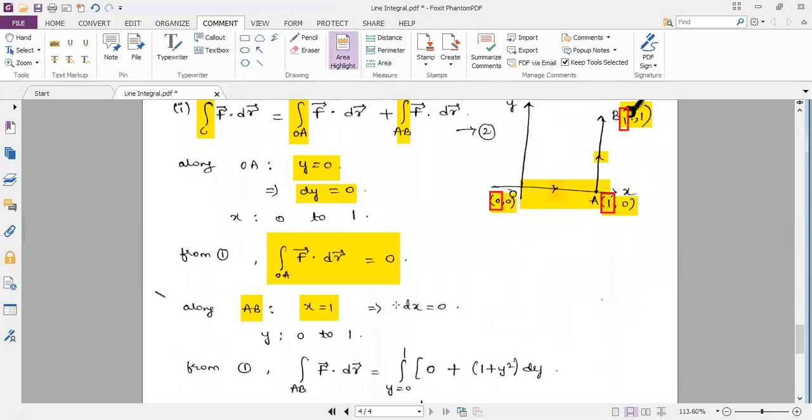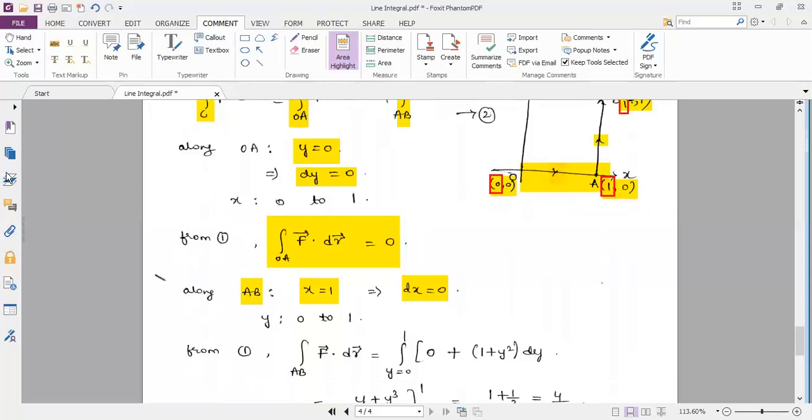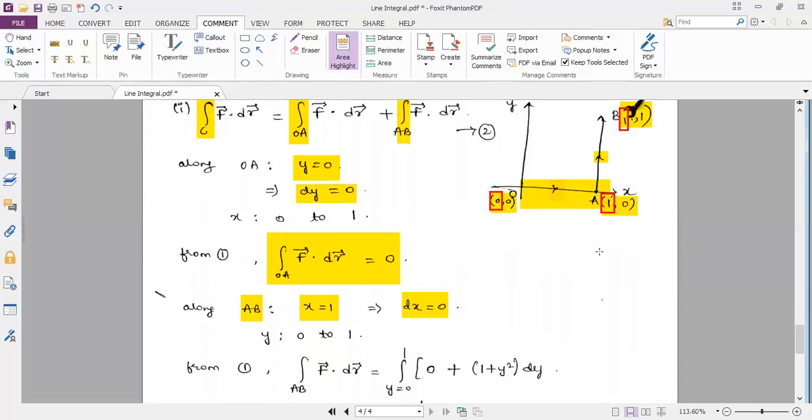Since x is 1, differentiation of x, dx, is equal to 0. The right hand side is a constant, and differentiation of a constant will be 0. So dx is equal to 0. We observe from the figure that y varies from 0 to 1. For the line AB, y varies from 0 to 1.